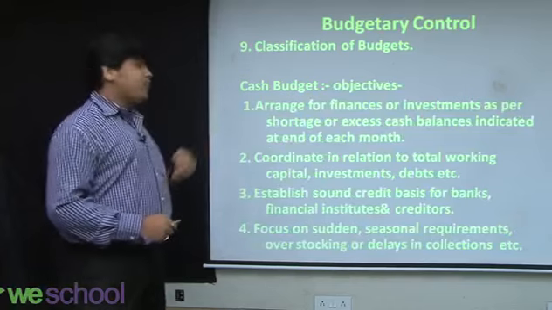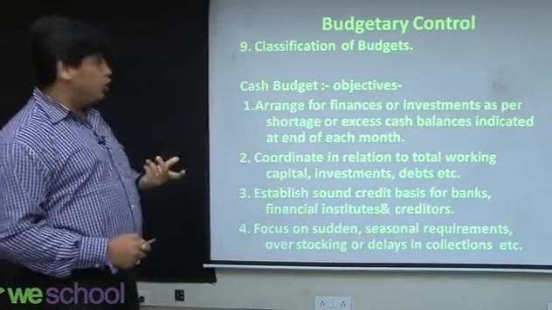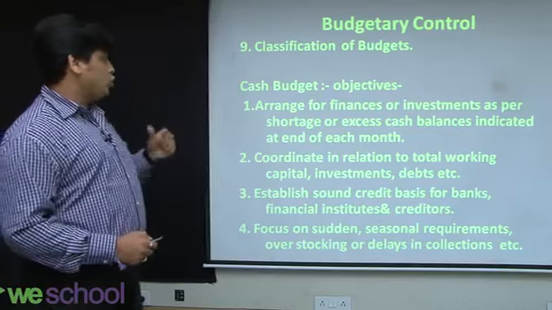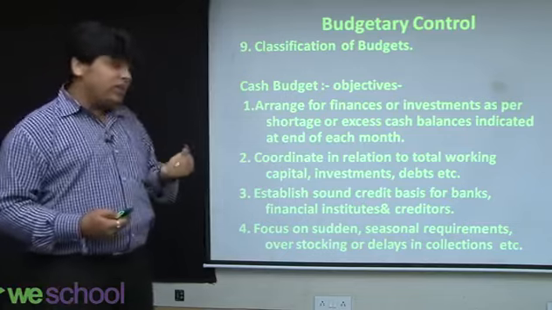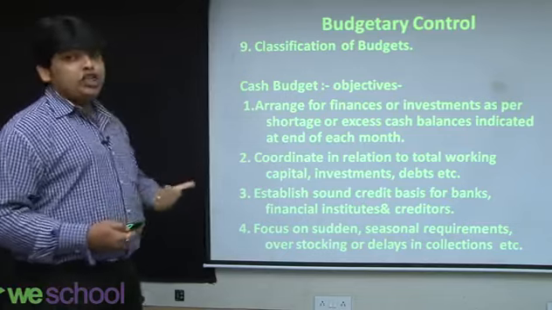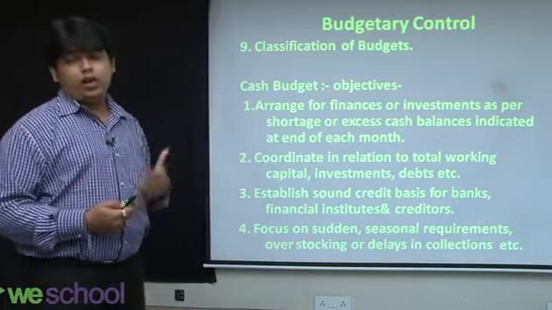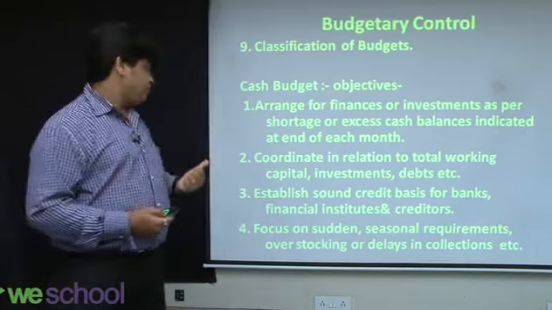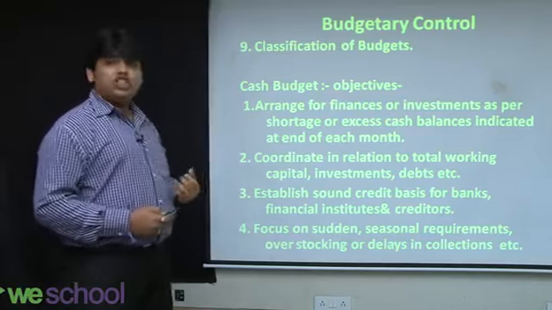What are the objectives of cash budget? Arrange for finance or invest as per shortage or excess, as I told you. Coordinate in relation to total working capital, investment, debts, etc. Establish a sound credit basis with banks, financial institutions and creditors well in advance, before we suffer a deficit. Focus on sudden and seasonal requirement, overstocking or delayed collection, etc.